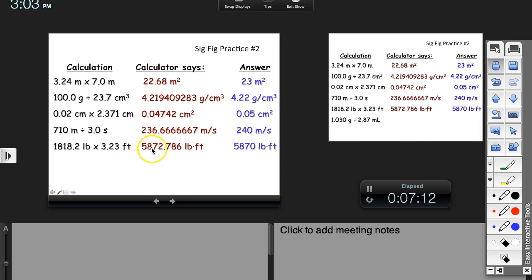All right, so look. 1, 2, and this one is the one I'm about to look at to round. So 5870, that last 0 is not significant. 1, 2, 3, 1, 2, 3. Okay. Let's look at one more. There's the answer from your calculator.